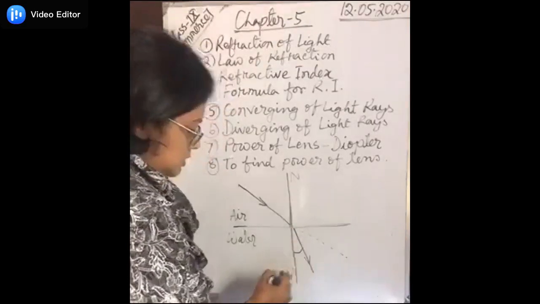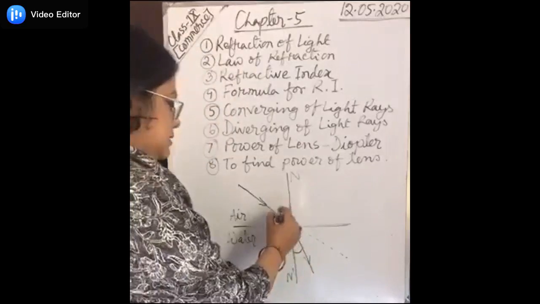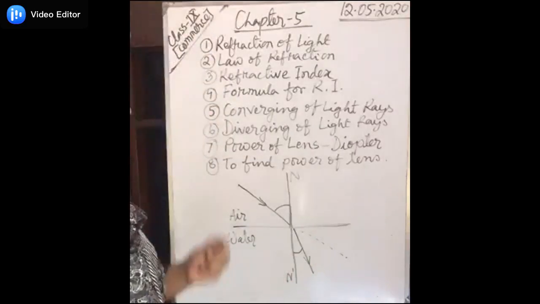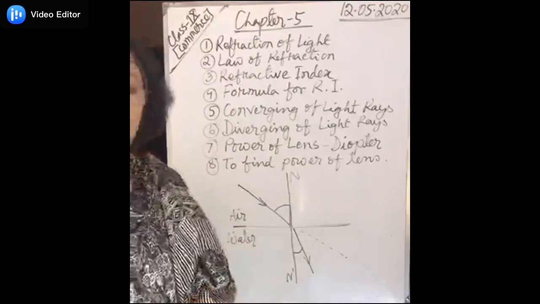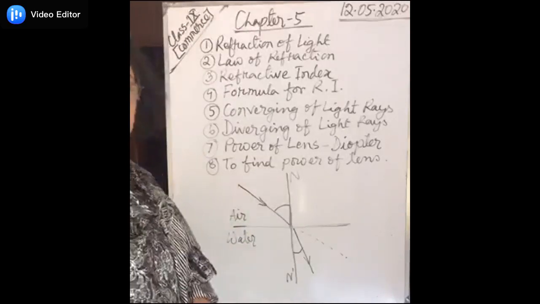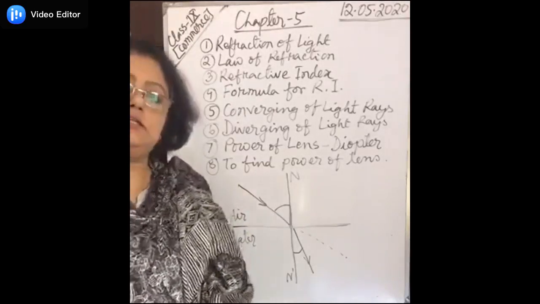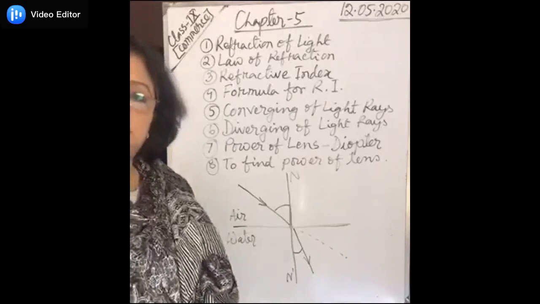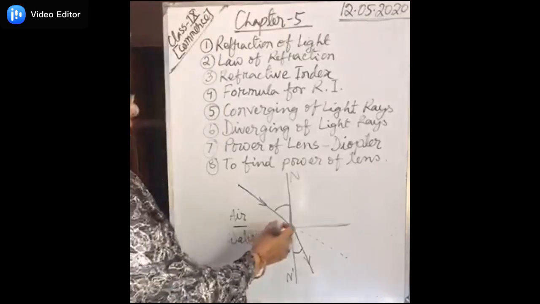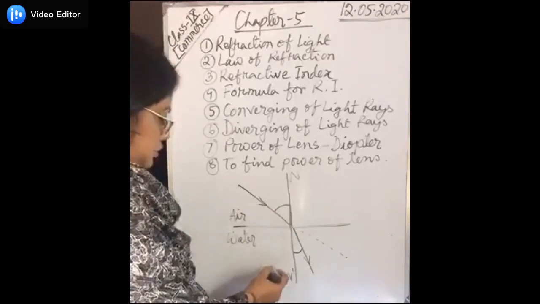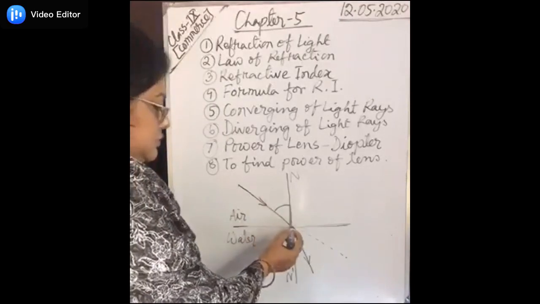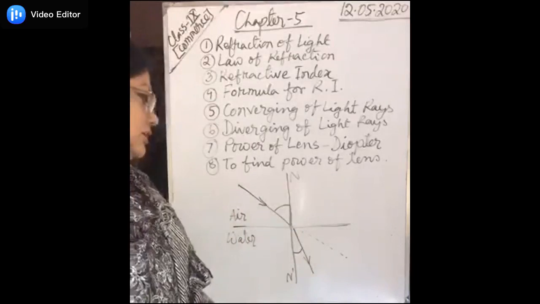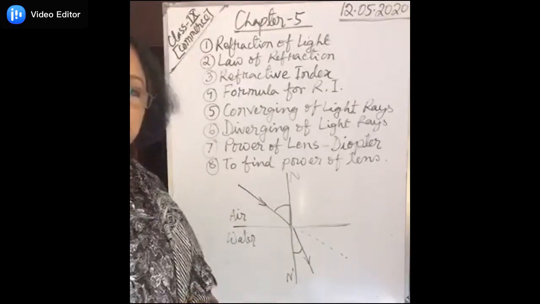So it is coming towards the normal. The incidence ray creates an angle with the normal, and the refracted ray also creates an angle with the normal. Now the question is, what is refraction of light? Refraction of light is the bending of light rays, diverging and converging, through lenses or mediums. Look here: the upper medium is air, the bottom one is water. When light falls on the line of separation, it bends towards the normal, that means it changes its direction. This changing of direction is called refraction of light.